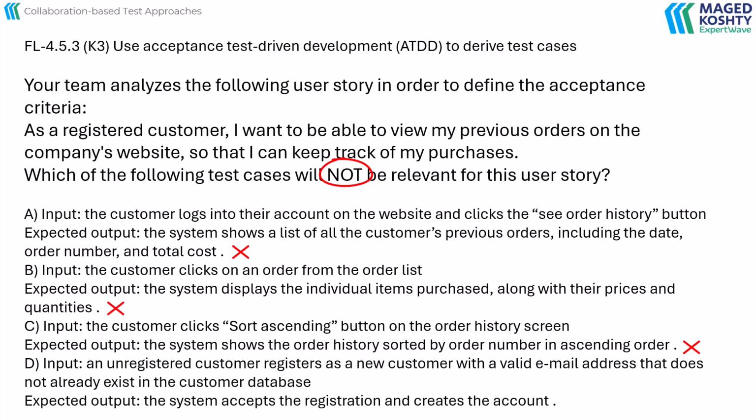D. Input. An unregistered customer registers as a new customer with a valid email address that does not already exist in the customer database. Expected output. The system accepts the registration and creates the account. The test case is related to the registration process, which is not related to our user story. Correct answer is D.